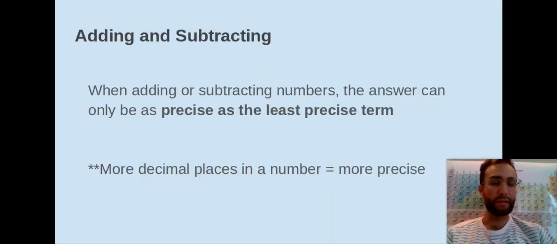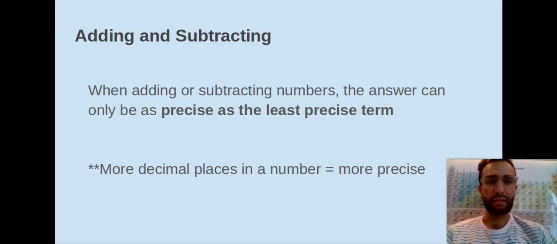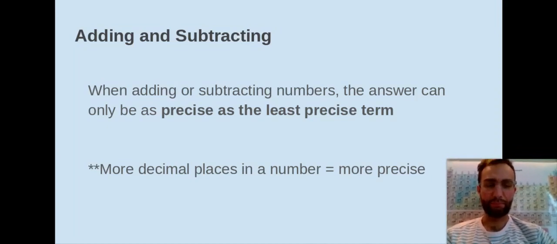All right, let's talk a little bit about what we do when we add and subtract numbers and we want to keep their precision. So when adding or subtracting, the answer you get can only be as precise as the least precise term. To put this into reference, the more decimal places a number has, the more precise it is. So if I have 1.0 as opposed to 1.00, 1.00 is a little bit more precise.